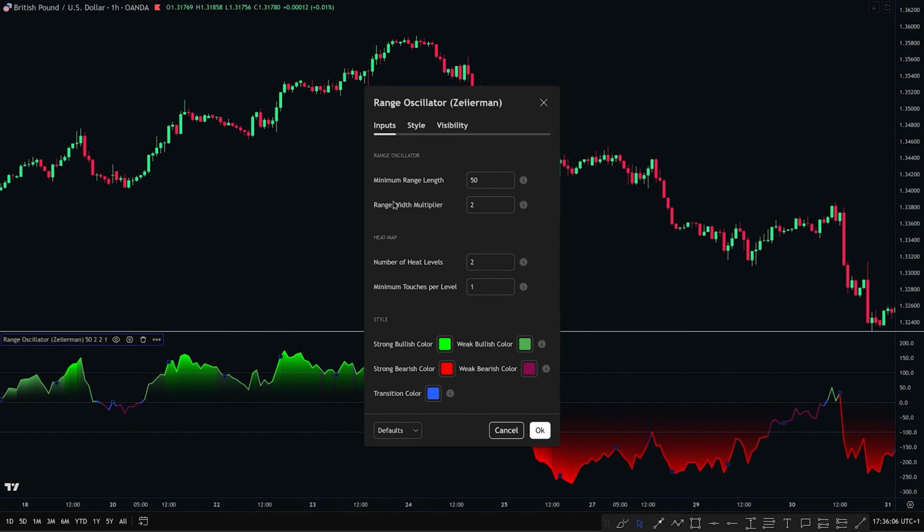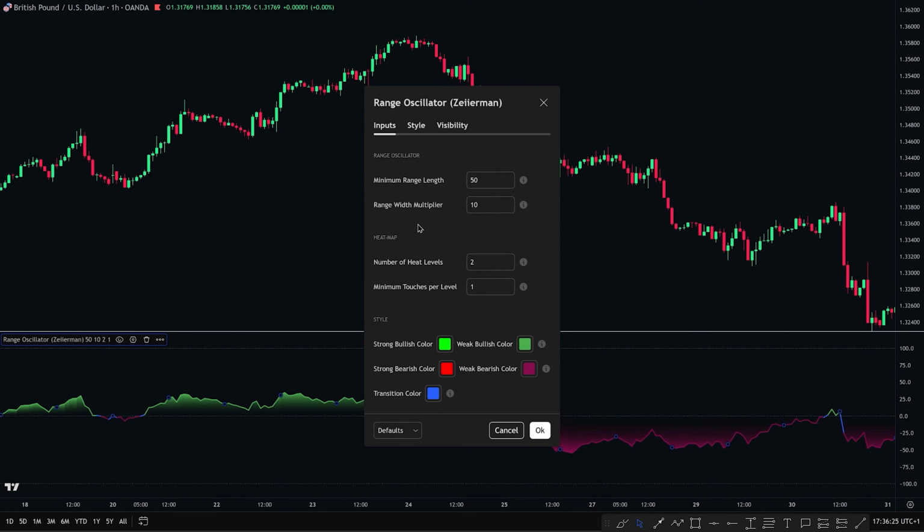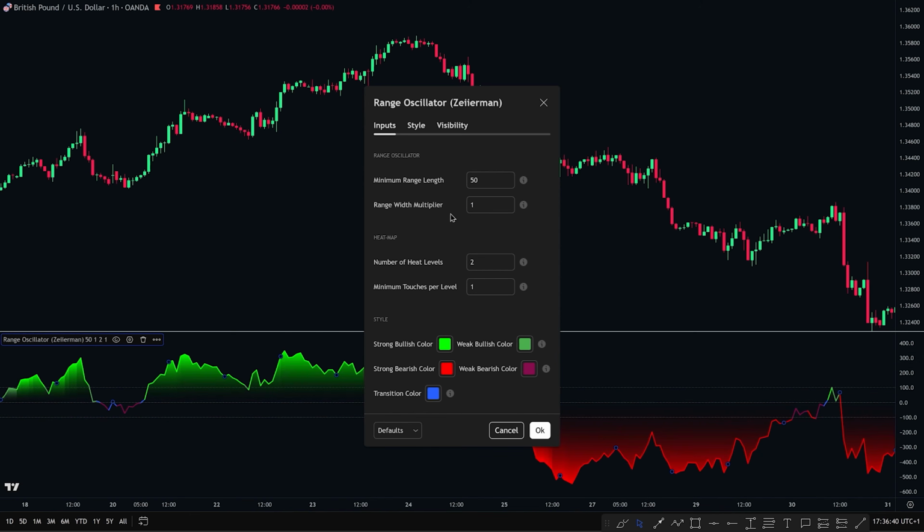Next, we have the range width multiplier. Think of this as the sensitivity control. A higher multiplier like 10 creates a wider range and smooths out the noise, giving cleaner signals. A lower multiplier like 1 tightens the range and makes the oscillator more sensitive to small price changes. Again, the default setting works perfectly well for almost every market.